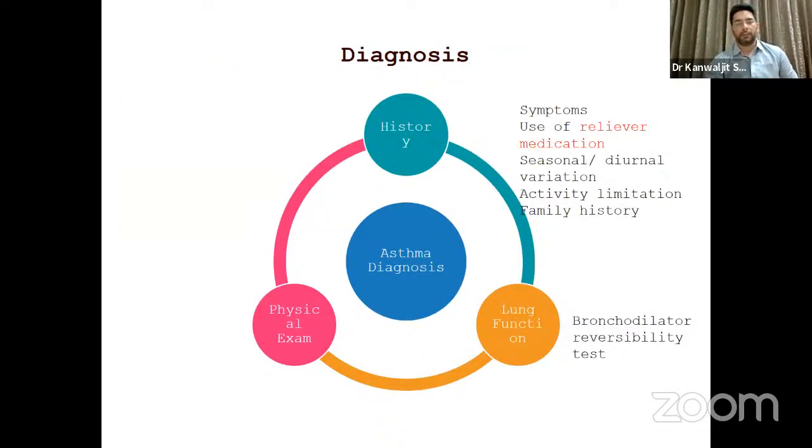So how is the diagnosis of asthma made? First, we have to take a detailed history about the symptoms of the patients, about seasonal and diurnal variation, and then you have to ask about the family history, activity limitation, and if the patient is using reliever medication, if the patient feels relieved after using inhalers or DPIs, then that is also important. Then you have to check the lung function test, which includes spirometry. It also includes the bronchodilator reversibility test. Then in the physical examination, you have to auscultate for any rhonchi in the chest.